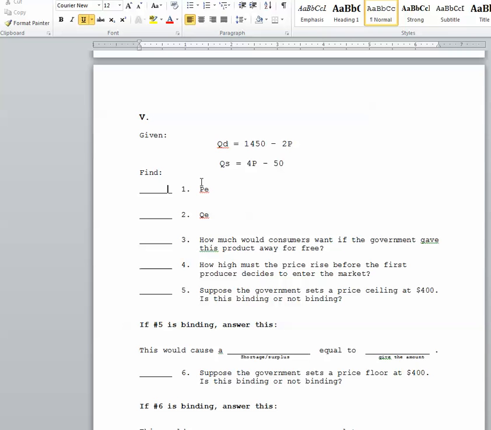So you're given a demand equation of 1450 minus 2p, and you're given a supply equation of 4p minus 50, and then you're asked a series of questions. The first two are really easy. What is the equilibrium price and the equilibrium quantity? The others are a little more subtle. For example, it says, how much would consumers want if the government gave this product away for free?